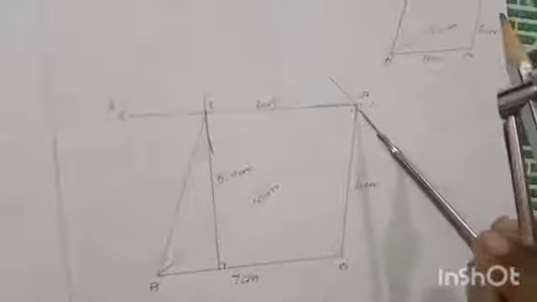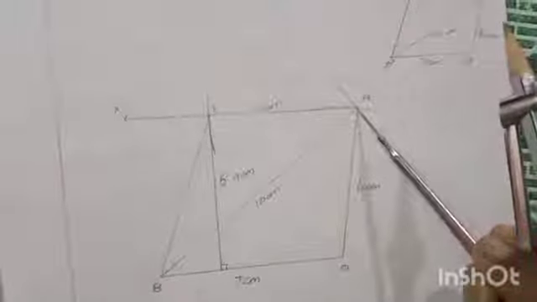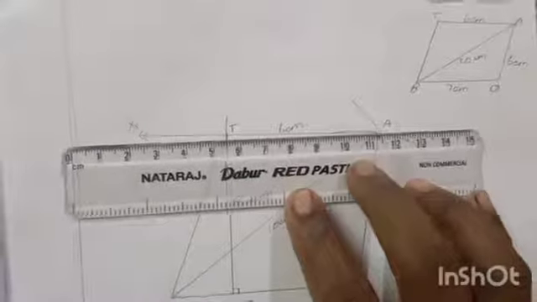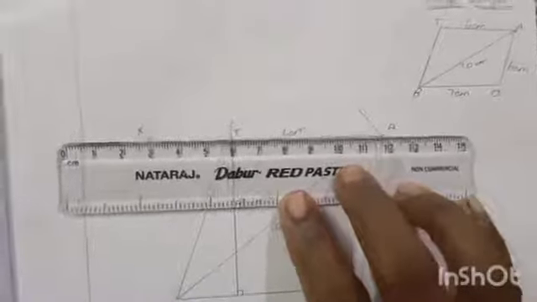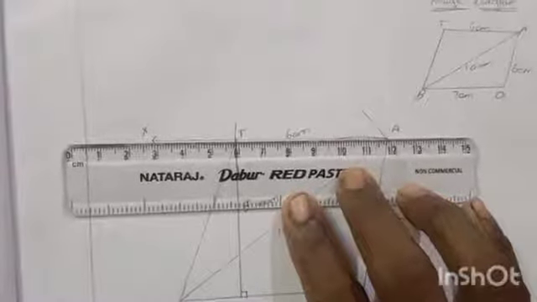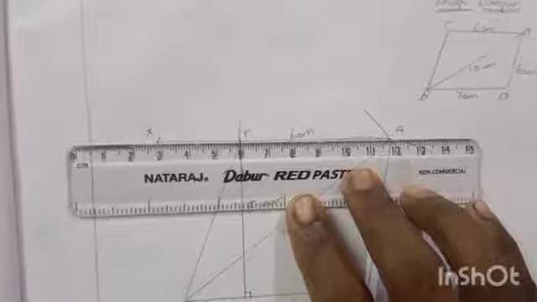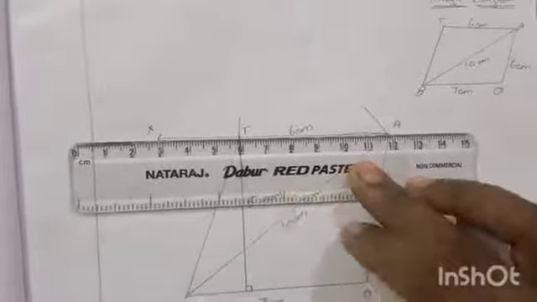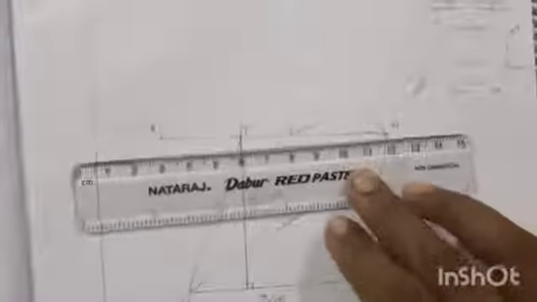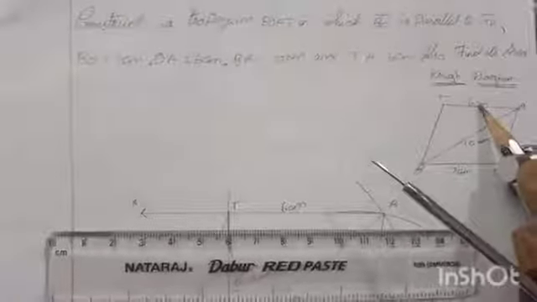Then from A you have to draw one parallel line with the help of a ruler. For this meeting point, without any measurement, you just have to draw one parallel line. Like this you have to draw one parallel line. Okay, then after drawing that parallel line, the measurement given here is 6 centimeter, so you have to measure 6 centimeter.